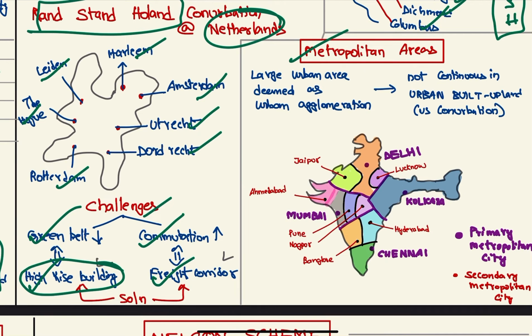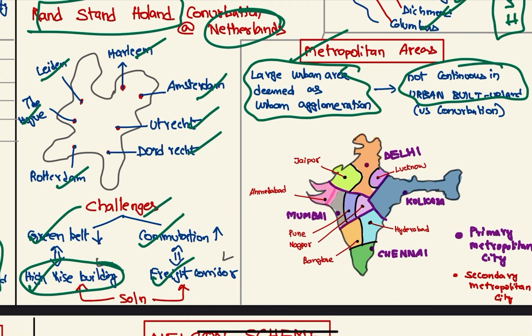The last thing is metropolitan areas, which are large urban areas deemed as urban agglomerations, but these are not continuous in the urban built-up area. So this is the main difference from the conurbation. There may be rural areas in between.